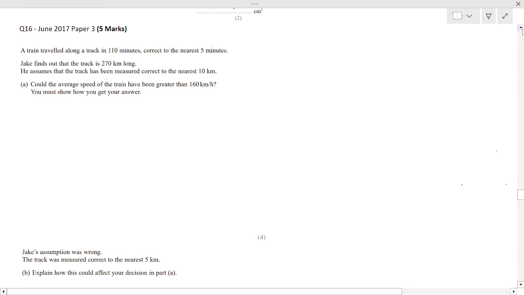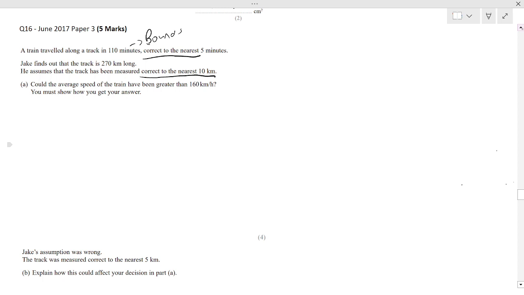Now we're talking about this. So a train has travelled along a track in 110 minutes, correct to the nearest 5 minutes. He finds the track is 270 kilometers long. He assumes that the track is measured correct to the nearest 10. Could the average speed be greater than 160? So what you immediately should be recognizing, this is a bounds question because it's talking about units being correct to the nearest accuracy, right? Nearest 5 minutes, correct to the nearest 10 kilometers. So that's all about rounding and bounds, okay?